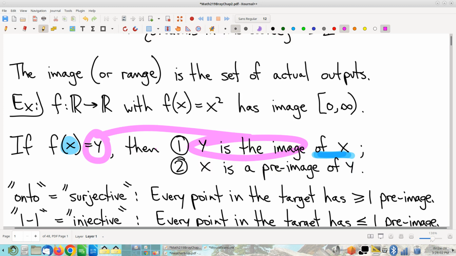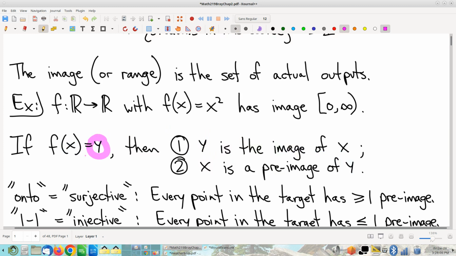Okay, the next term, very closely related, kind of goes backwards. Suppose you have a given output value. Let's suppose I look at some output value y. If x is an input that gives rise to that output, then we say that x is a pre-image of y. So the idea is that it's the thing that came before the y, and so that's the term pre-image. Everybody okay with that terminology?